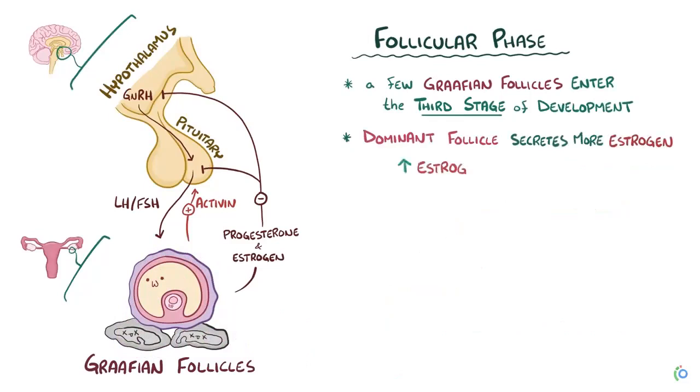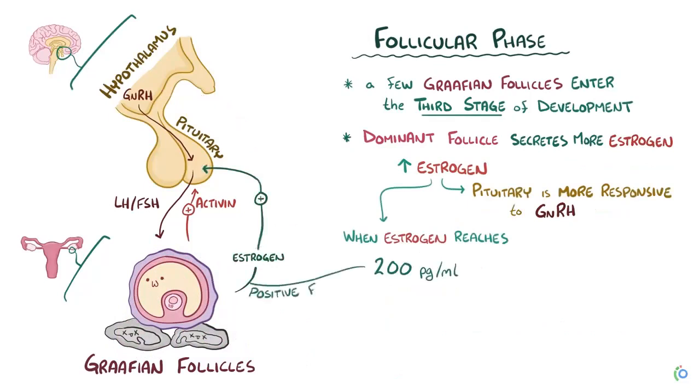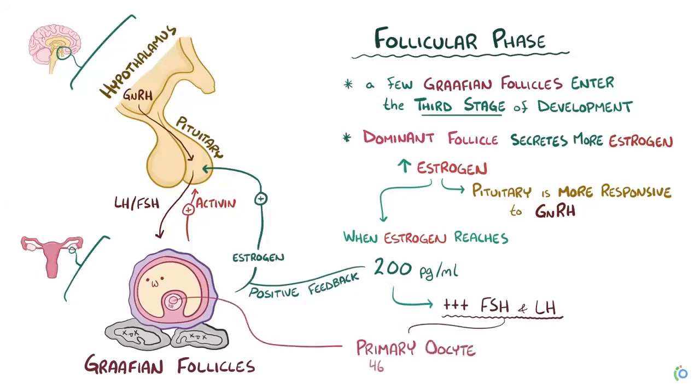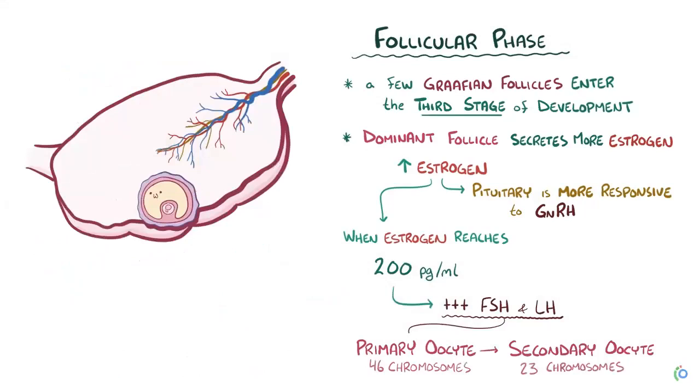The steady increase in estrogen makes the pituitary more responsive to the pulsatile action of the hypothalamic GnRH. When blood estrogen levels reach 200 picograms per milliliter, dominant follicle estrogen becomes a positive feedback signal. That is, it makes the pituitary secrete a whole lot of FSH and LH in response to GnRH. This triggers the primary oocyte within the dominant follicle to finally complete meiosis I and turn into a secondary oocyte, which has 23 chromosomes.